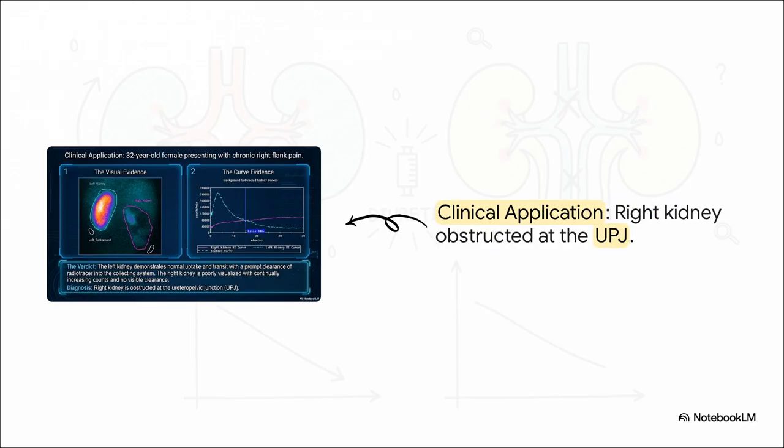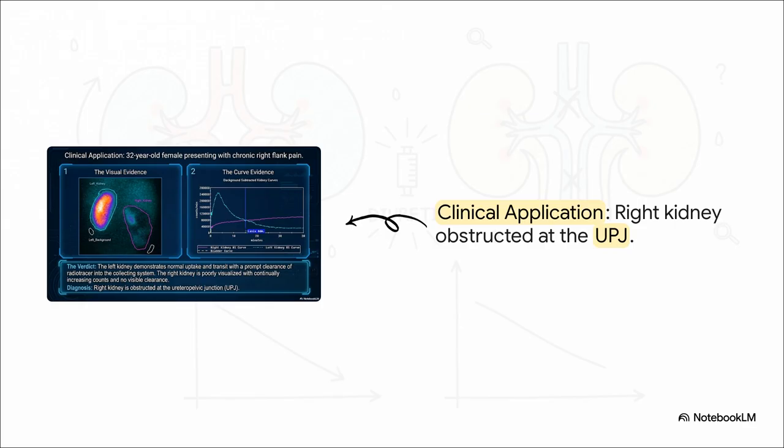Let's put this into practice with a quick clinical scenario. Imagine a 32-year-old female patient who comes in with chronic right flank pain. Her anatomical scan shows a really swollen right kidney. But the functional evidence? It tells a completely different story. Her left kidney shows beautiful, normal uptake and prompt clearance. But that right kidney is poorly visualized, the counts just continually increase, and there is absolutely zero visible clearance, even after the Lasix is pushed at the 15-minute mark.